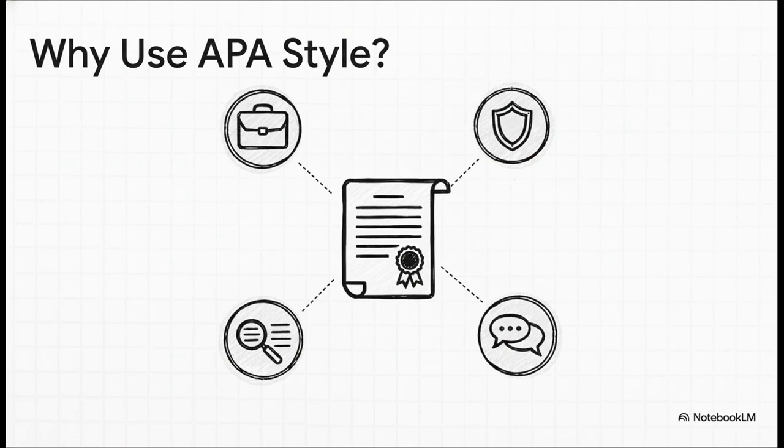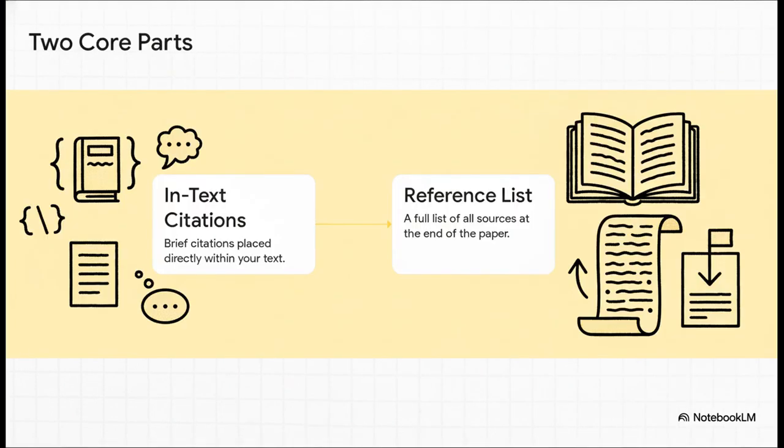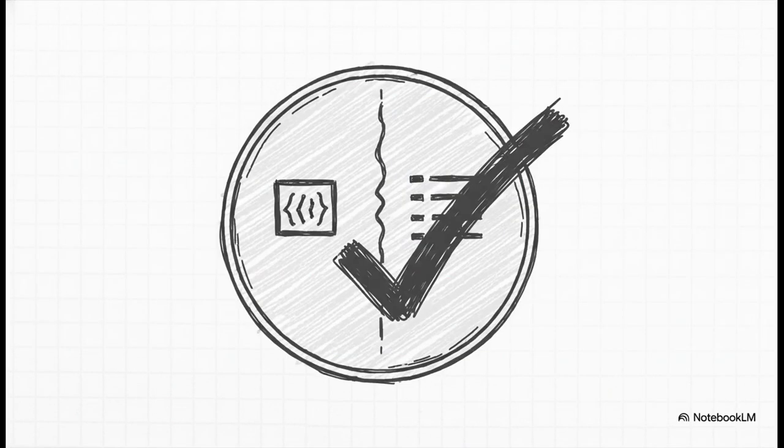APA isn't just about rules. It's about making your work credible, clear, and professional. Okay, let's get into it. The entire APA system really boils down to two connected parts. First, you have the short citations inside your text. Second, the full list at the end. And here's the most important part. Every in-text citation must match an entry in your reference list.